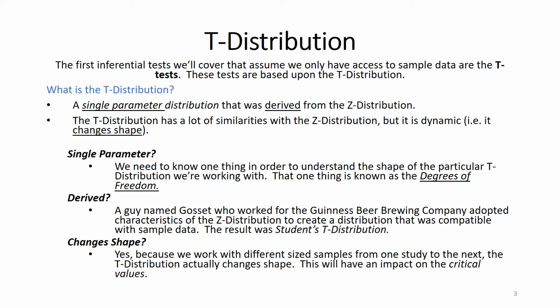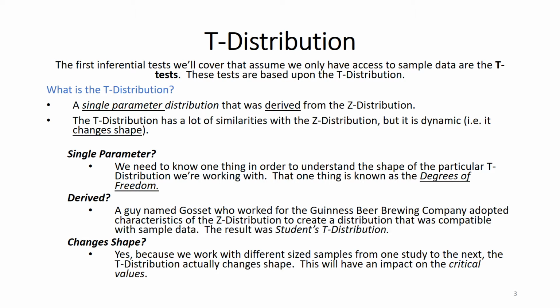And as we'll see in the next couple slides, sample size is going to be closely tied into degrees of freedom. So because we work with different size samples from one study to the next, the t-distribution actually changes its shape. And you'll see an example of that coming up too. And this will have an impact, obviously, on the critical value.